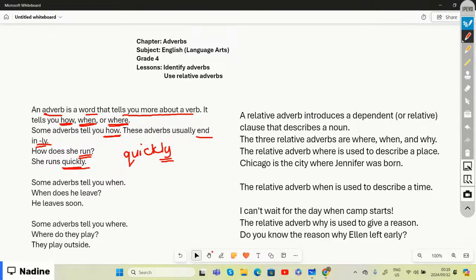All right, then the next one says some adverbs tell you when something is being done, when the action took place. When does he leave? He leaves soon. And soon is our adverb.